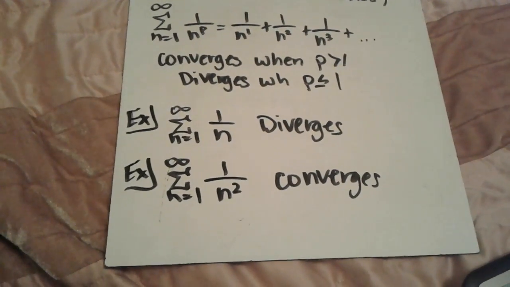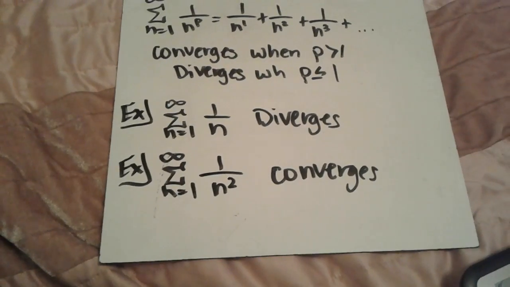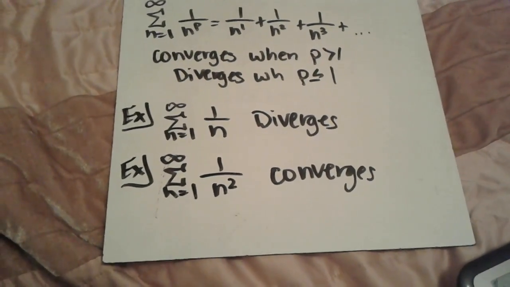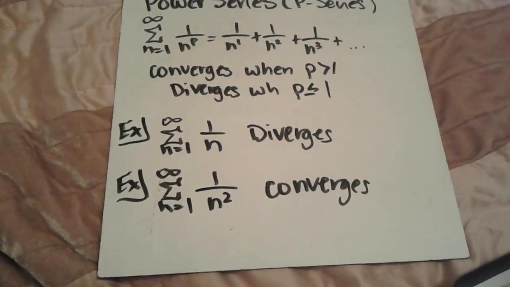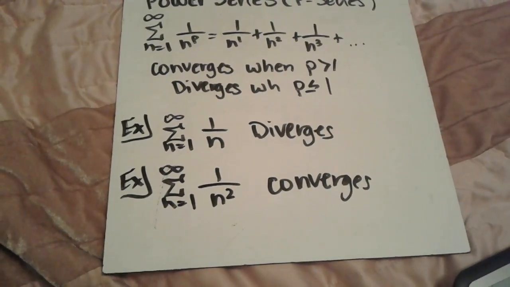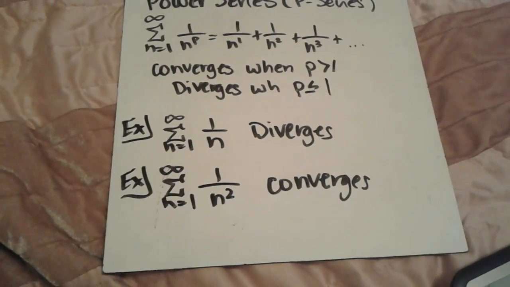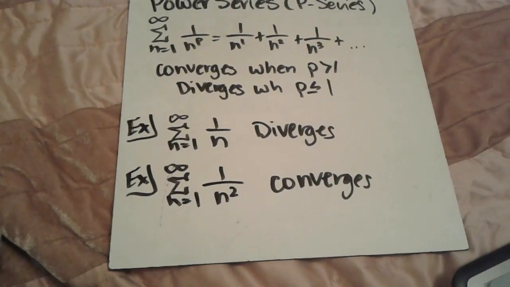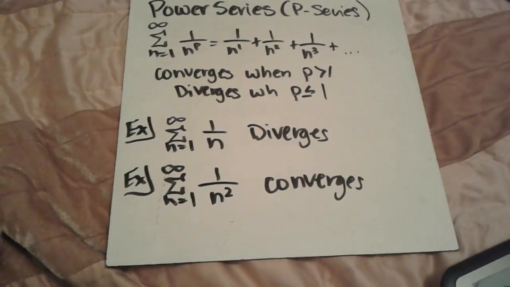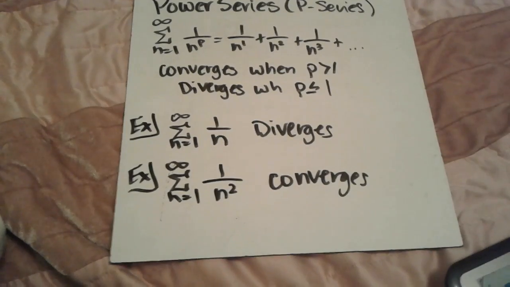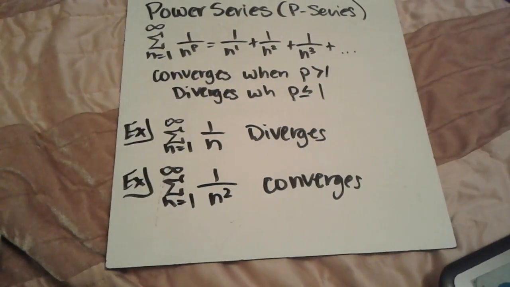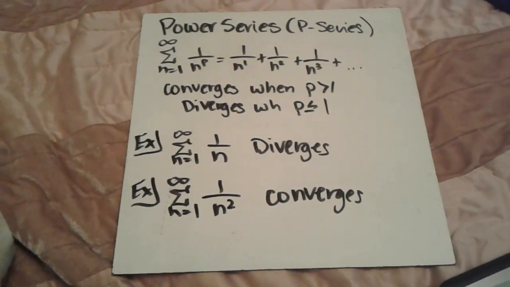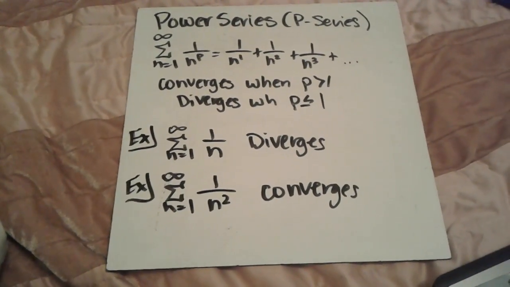For example, in the first example shown, it's the sum as n equals 1 to infinity of 1 over n. This diverges because the p would be 1, since that's the exponent of n, and since that equals 1, it diverges. In the second example, the sum as n equals 1 approaching infinity of 1 over n squared converges because the p would be 2, and since 2 is greater than 1, it converges.